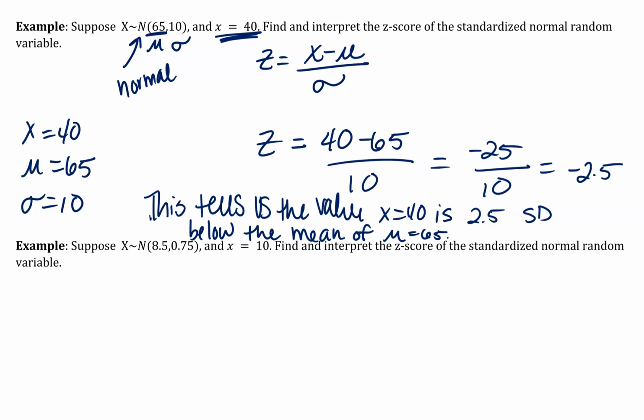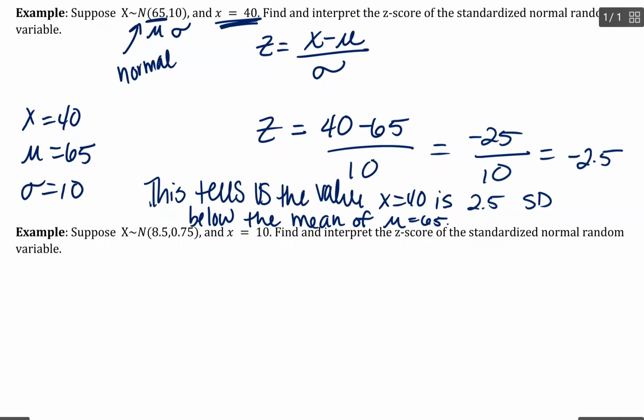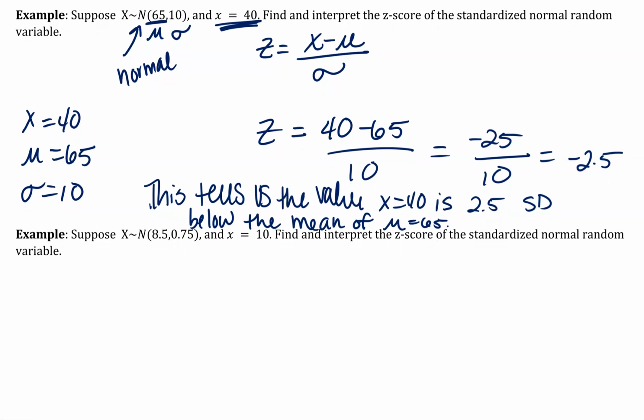Let's try another one. Suppose that x is normally distributed with a mean of 8.5 and a standard deviation of 0.75. Given the x value of 10, find and interpret the z-score. Okay, so we want to calculate it and we want to interpret it. I highly suggest that you try this one on your own, given that we just did one together, and play the video when you're ready to check your answers.